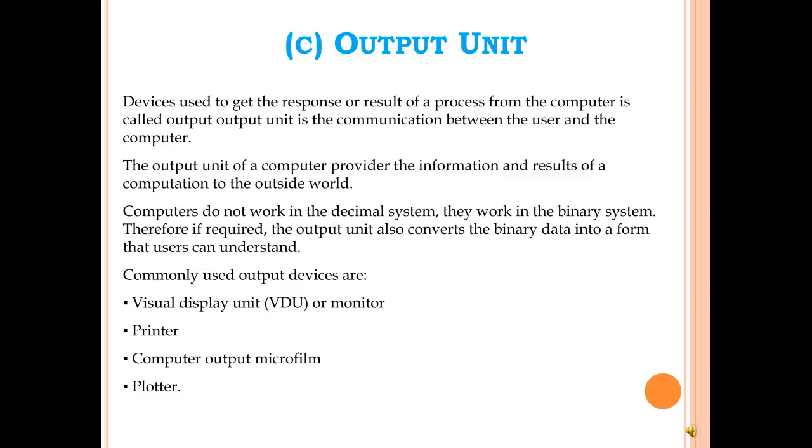Computers do not work in the decimal system. They work in the binary system. Therefore, if required, the output unit also converts the binary data into a form that users can understand. Commonly used output devices are the video display, which is known as the visual display unit or monitor, then the printer, then computer output microfilm, and the plotter.